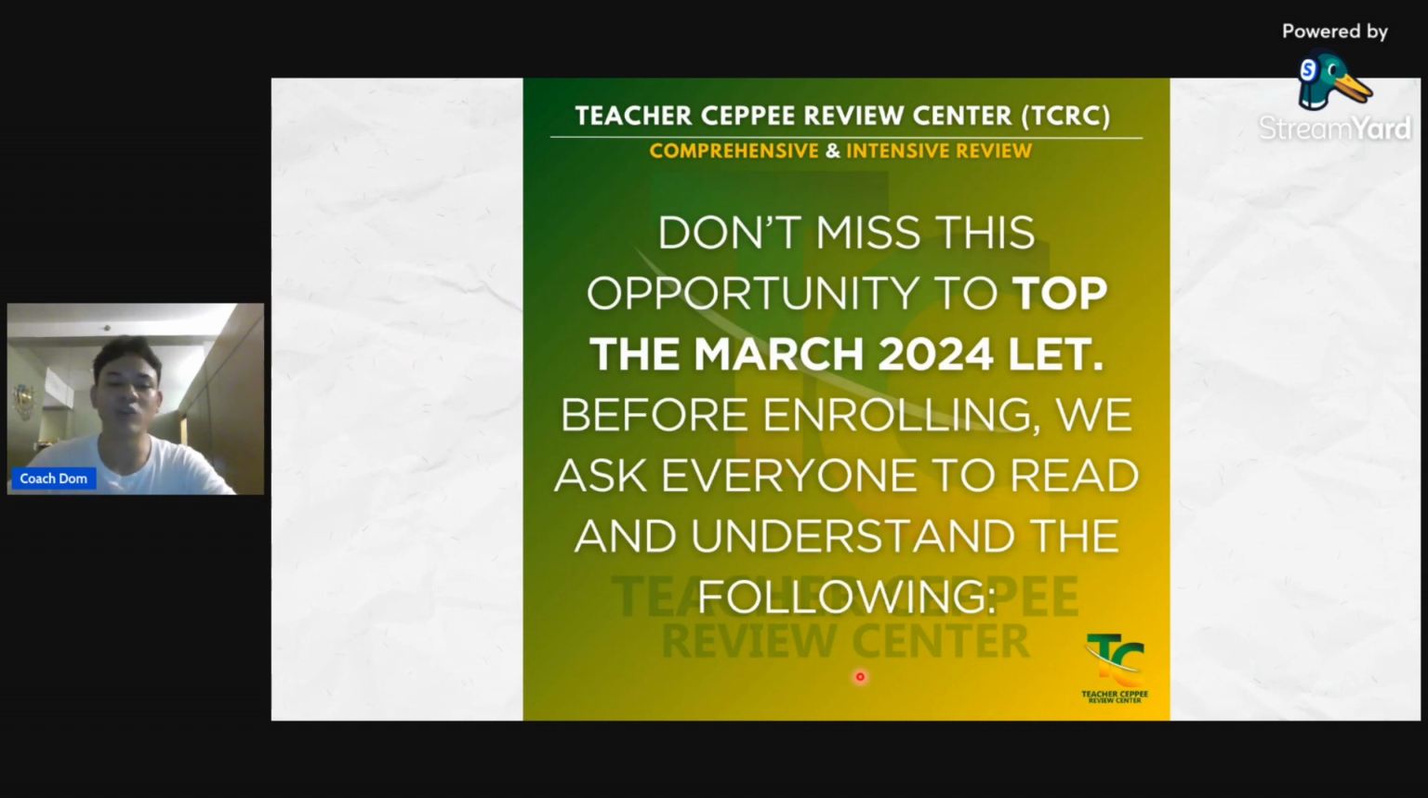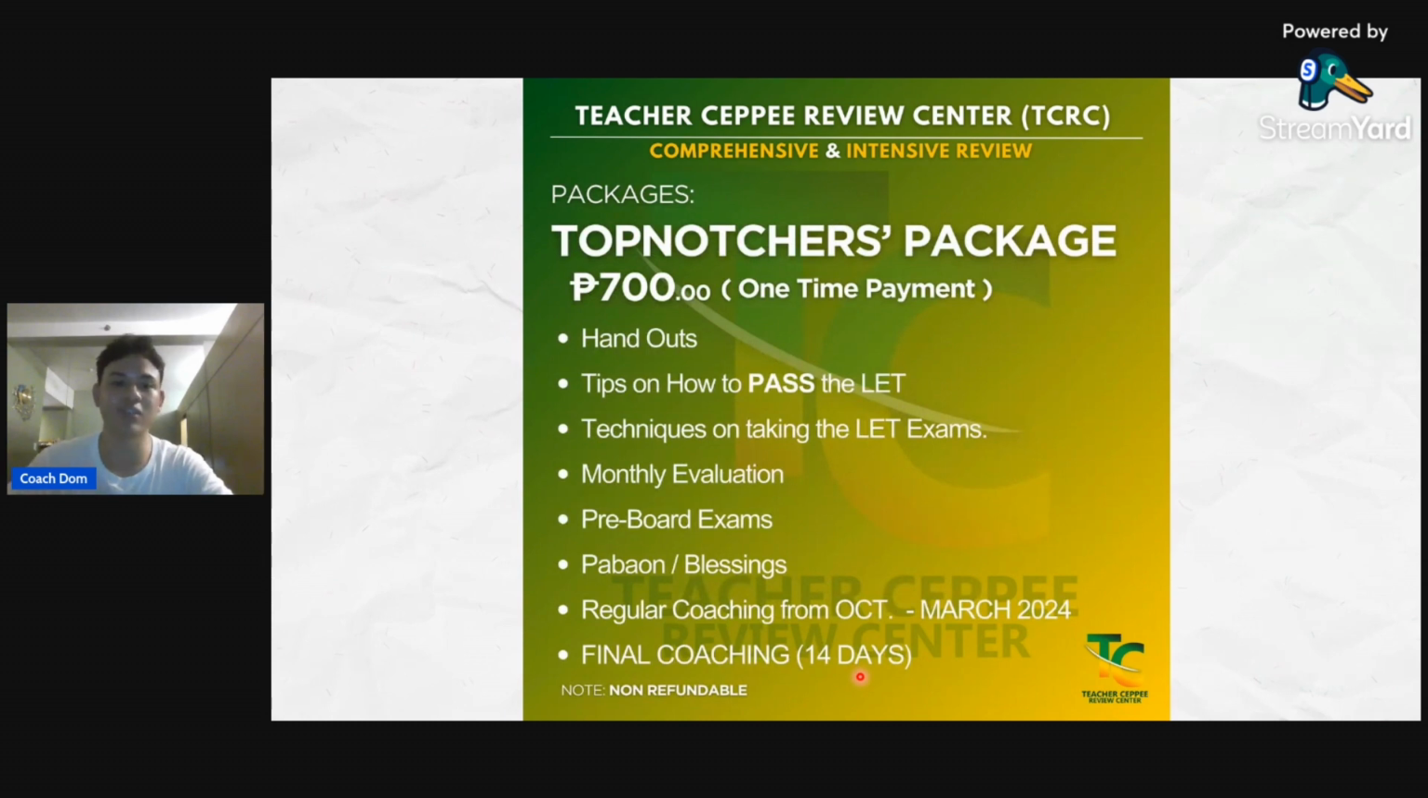Before enrolling, we ask everyone to read and understand the following po. So we have packages. We have the top notcher package. We have 700 pesos one-time payment po. So ano bang part sa 700 pesos? Diba if mag-i-enroll ka sa mga face-to-face review center, yung babayaran nyo is nasa 8,600 or nasa 9 to let's say 10,000. But dito sa Teacher Sepi, yung babayaran nyo lang guys is 700 pesos.